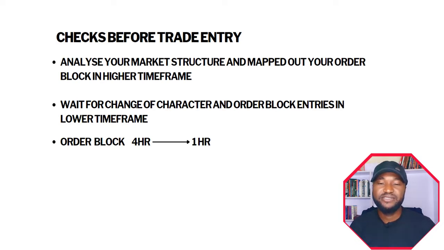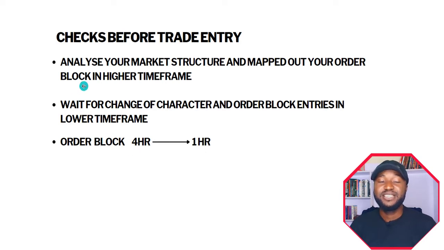Once you're able to identify that, the next thing to do is to map out the most recent order block. Now, to do that, you will need two time frames. The first time frame is the time frame you will use to map out that order block, and then you will use a lower time frame, at least 2 time frames lower than the time frame you are using. That means if you're using 4 hours, you can use 1 hour for your trade entry. I'm going to show you that shortly.